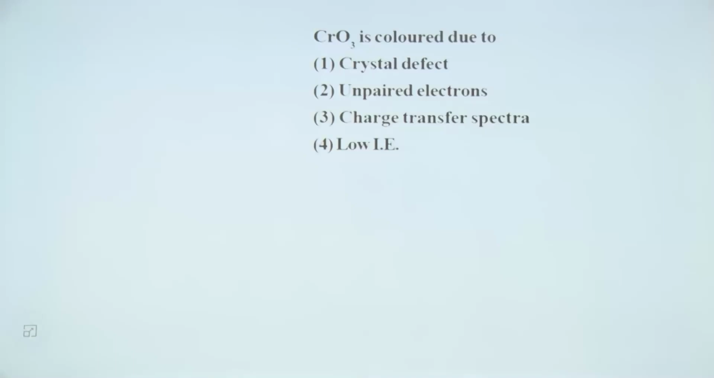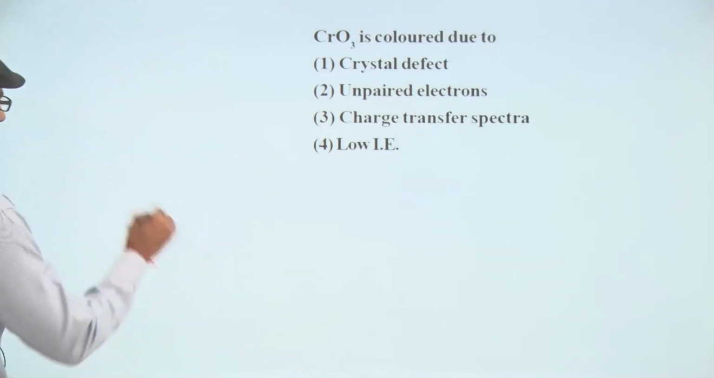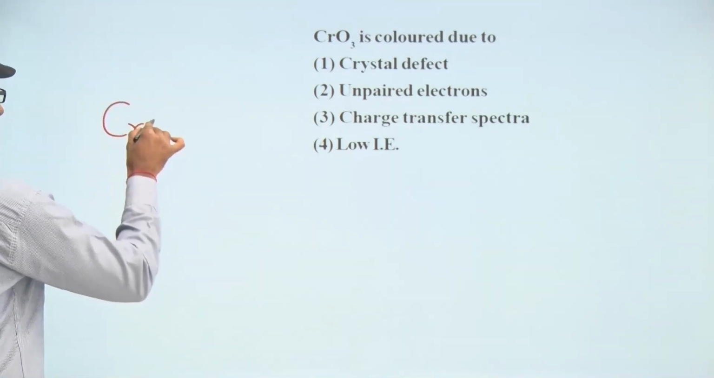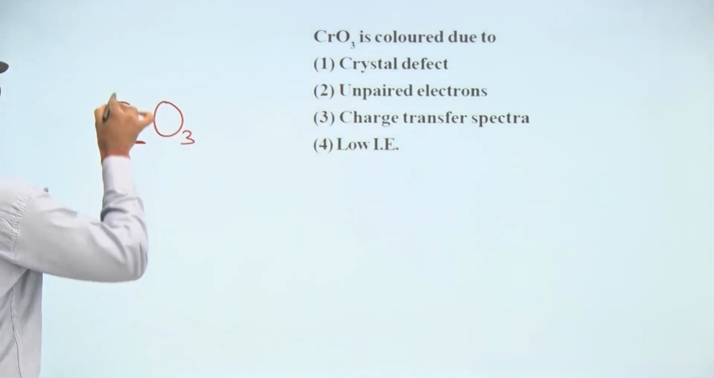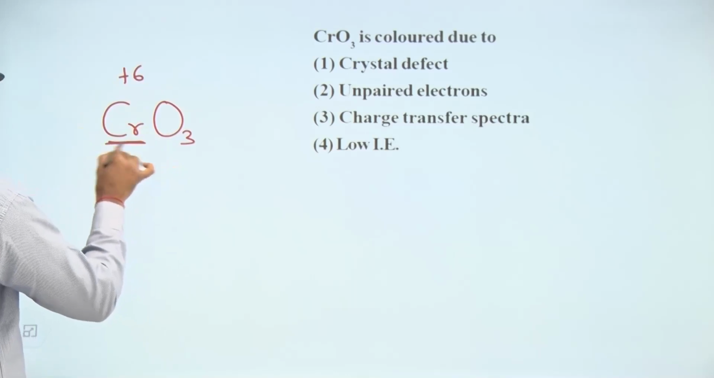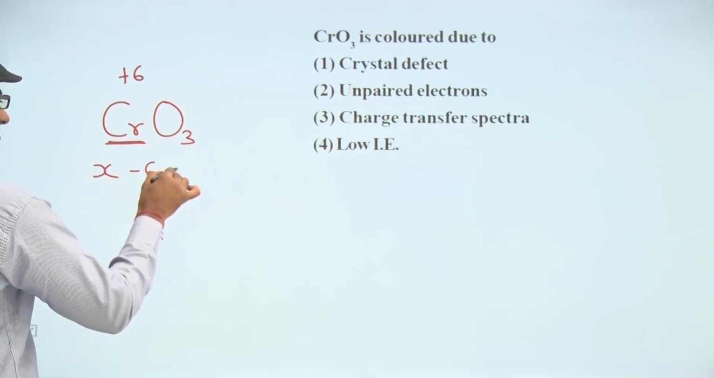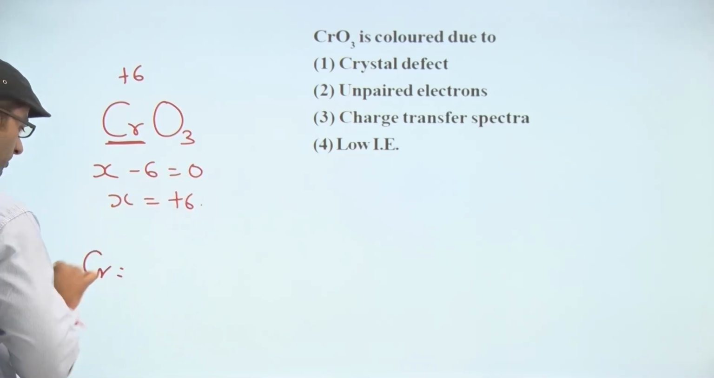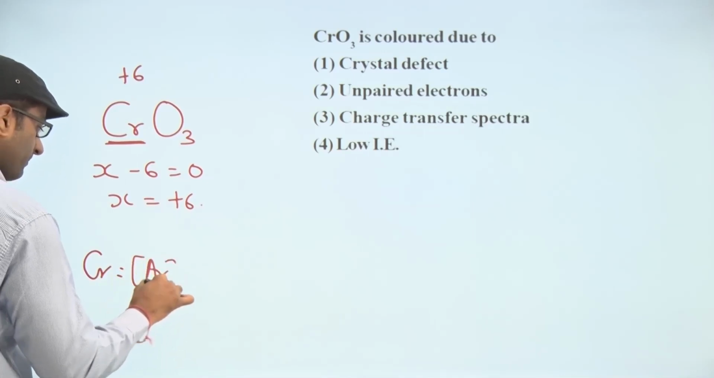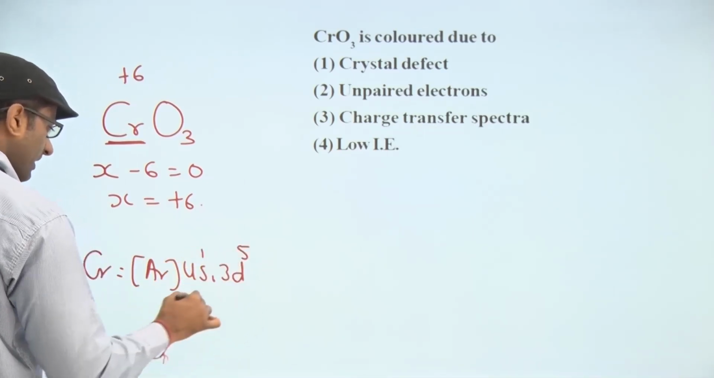Thank you. Ashwin, this question is asking why CrO3 is colored. First of all, in this CrO3, the charge on the chromium is plus 6. How can we say? Because chromium X, 1 oxygen minus 2, 3 oxygens minus 6, equals 0. The value of X equals plus 6.